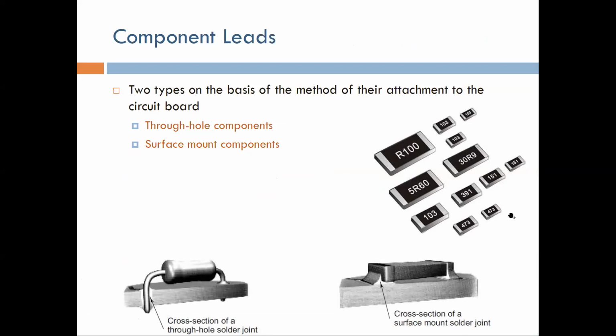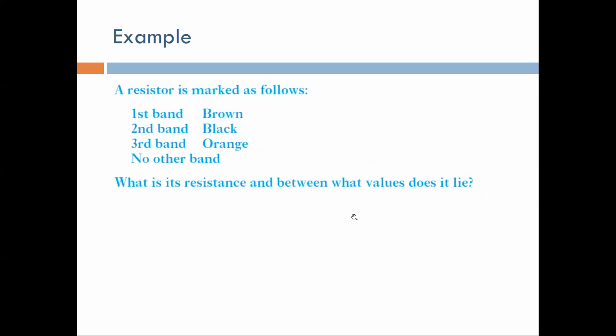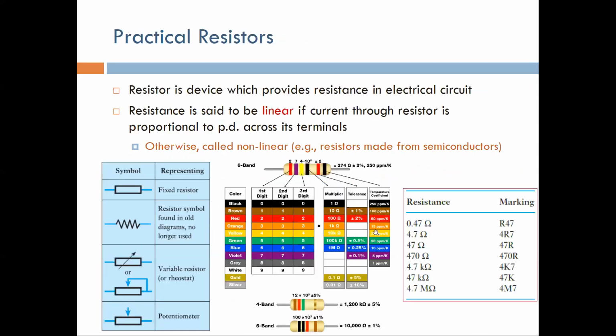Usually you have either a 3-number code or a 4-number code. Whenever you have a 3-number code, if it doesn't have R, then you take the numbers like this. For example, this is 391, it's going to be 39 times 10 to the power 1. 103 is going to be 10 times 10 to the power 3, and so on. So you apply the corresponding code from the 4-band, 5-band, or 3-band. A 3-band is basically the 4-band without the tolerance part.